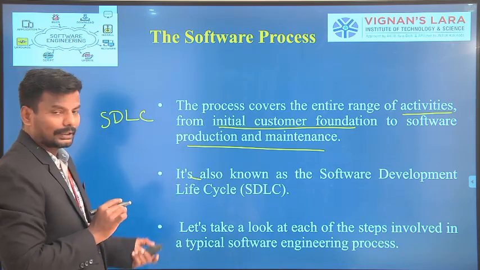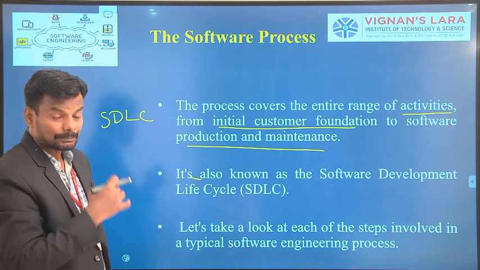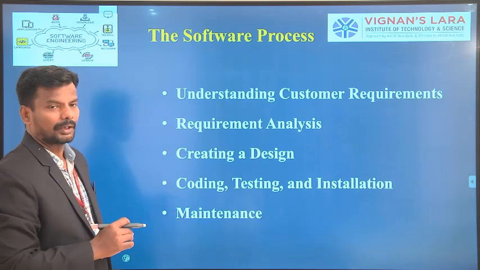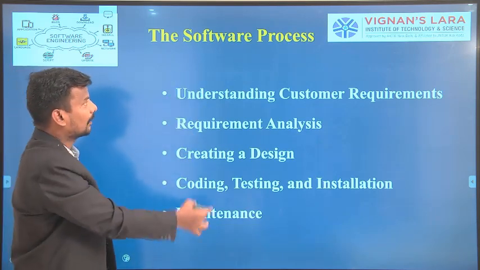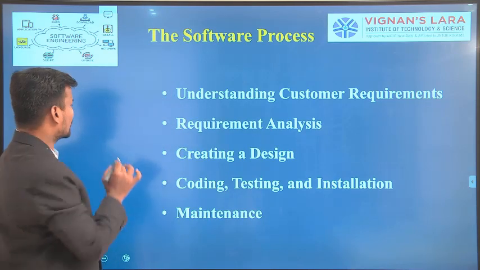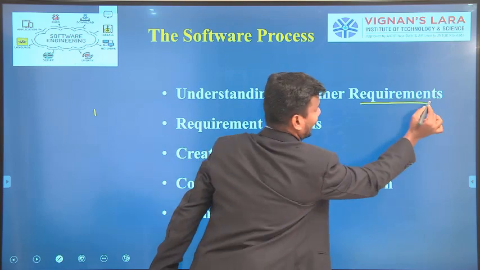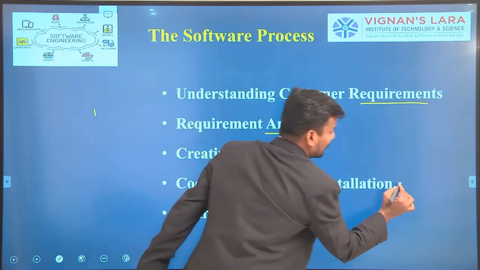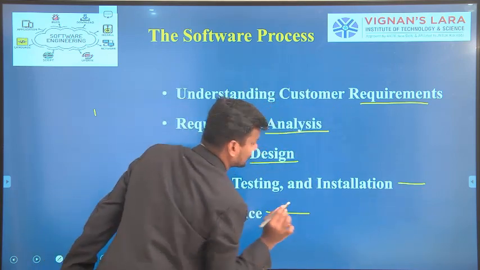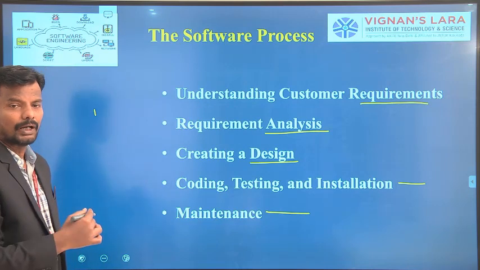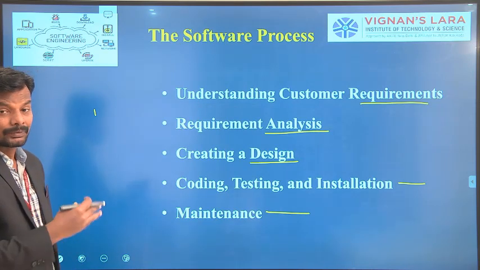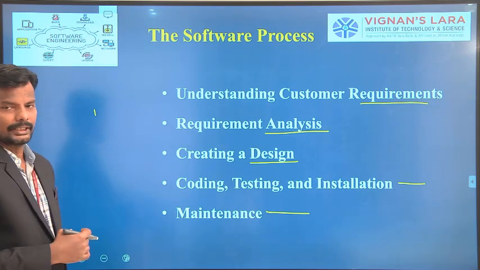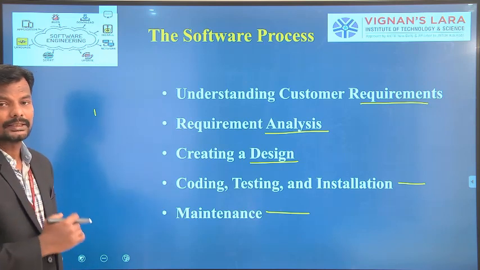Now, what are the activities, what are the steps involved during the software process? We'll discuss them one by one. These are the steps involved in any software process. First one is the requirement, the second one is the analysis, third one is the design, fourth one is the implementation, and last one is the maintenance. These five steps are involved during any software process.